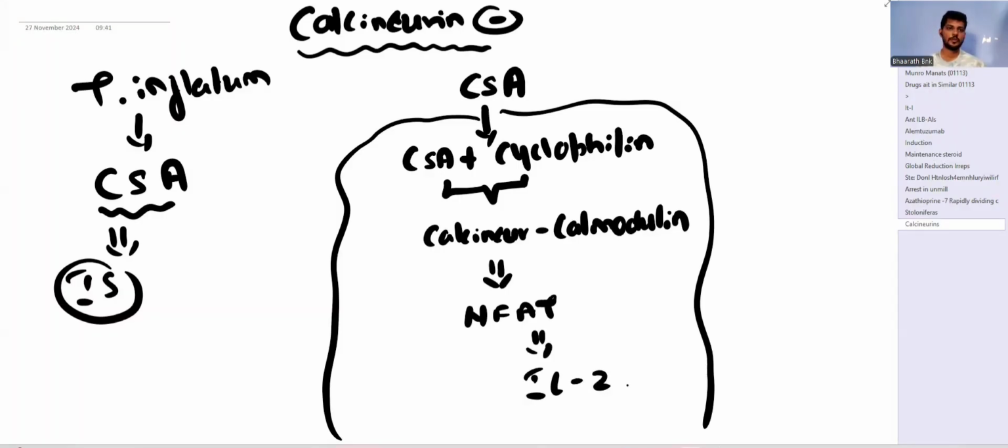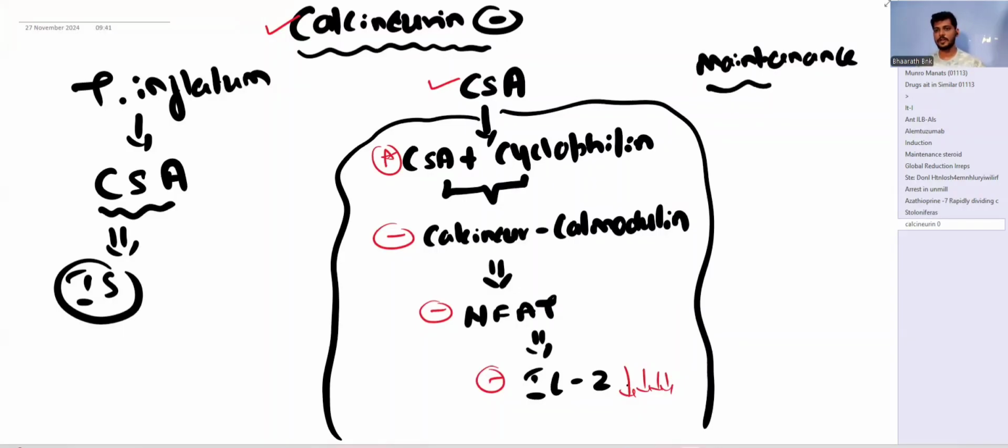Right? So when you give the cyclosporin A, it binds to cyclophilin, forming a cyclosporin-cyclophilin complex that inhibits the calcineurin calmodulin complex, which will inhibit NFAT and which eventually inhibits interleukin 2. So it reduces the production of interleukin 2, and hence it is used as a maintenance agent.